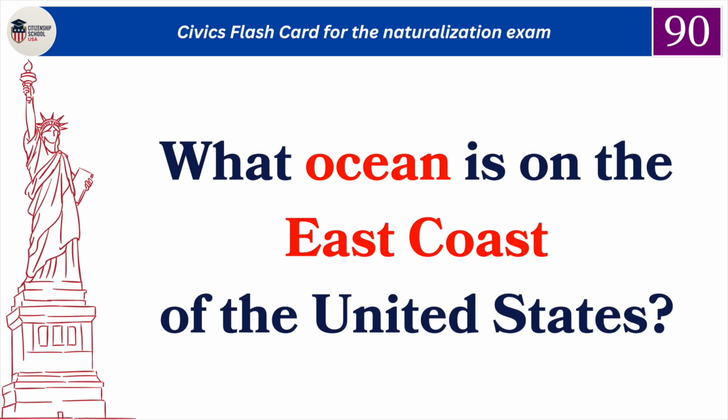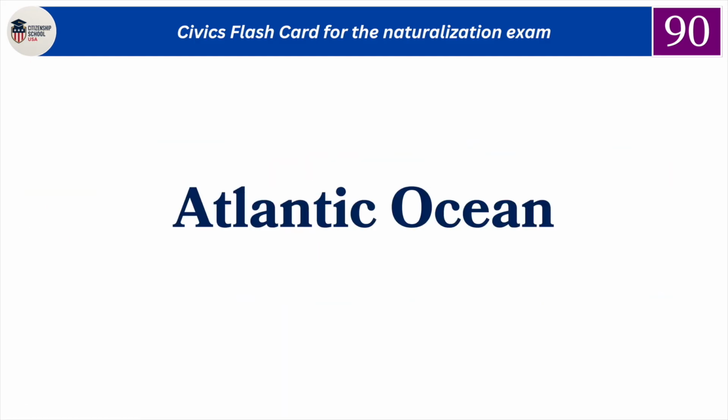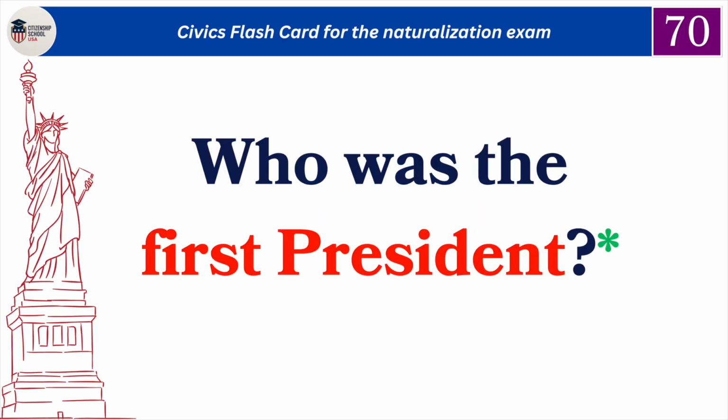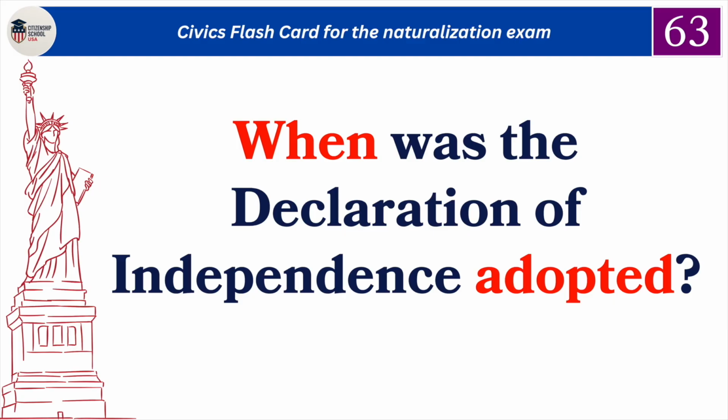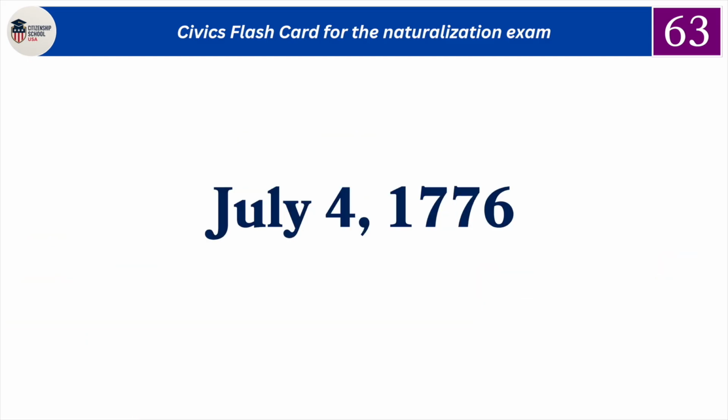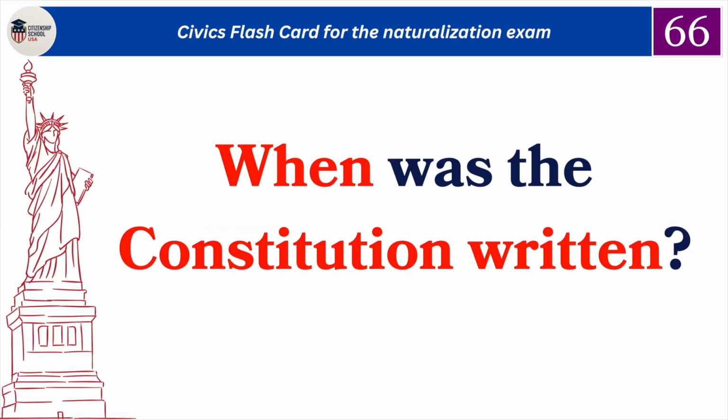What ocean is on the east coast of the United States? Atlantic Ocean. Who was the first president? George Washington. When was the Declaration of Independence adopted? July 4, 1776. When was the Constitution written?